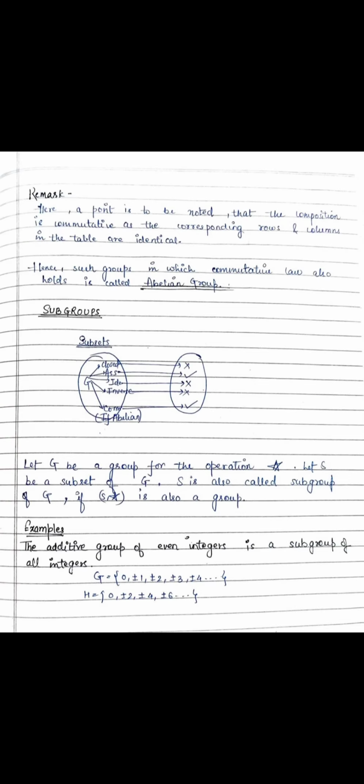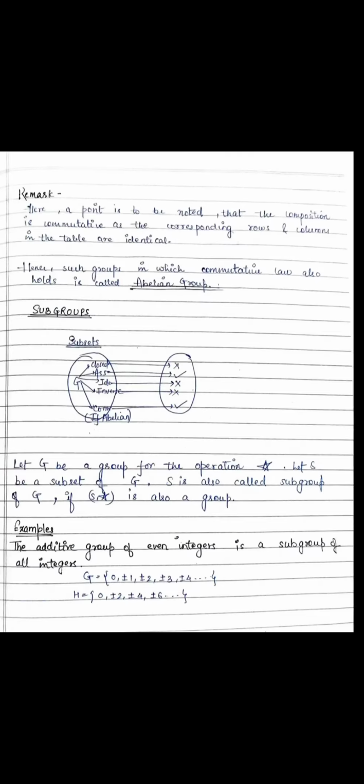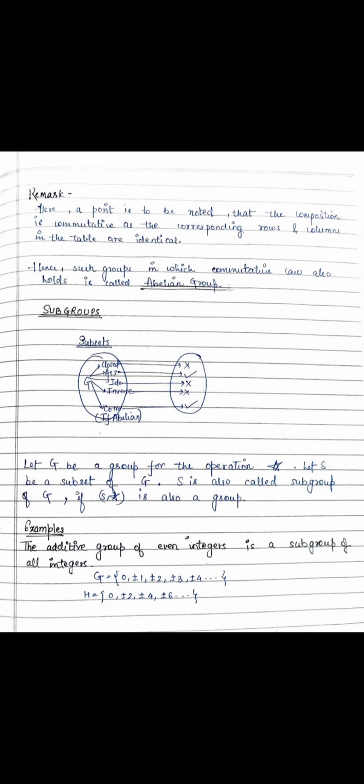One thing to be noted here is that in this composition table, the commutative law holds as the corresponding rows and columns in the table are identical. So in groups in which the commutative law also holds, in addition to the other conditions needed to be satisfied so that a set is called a group, the group is called an abelian group.